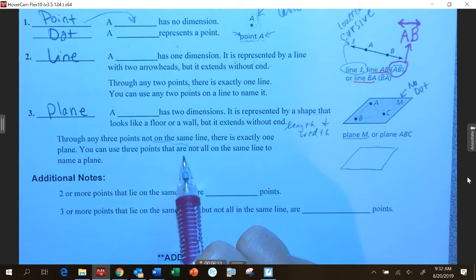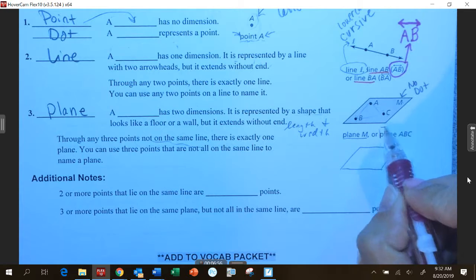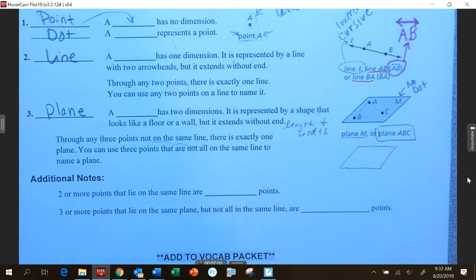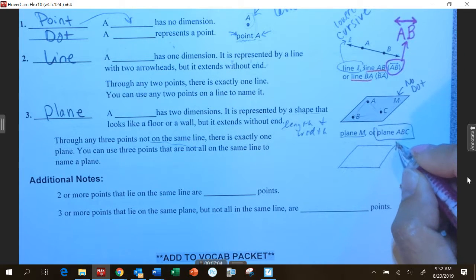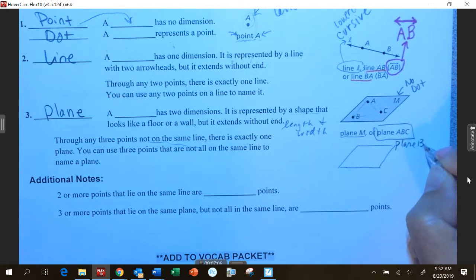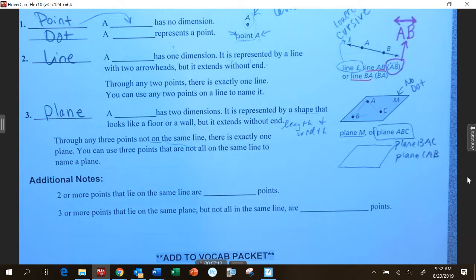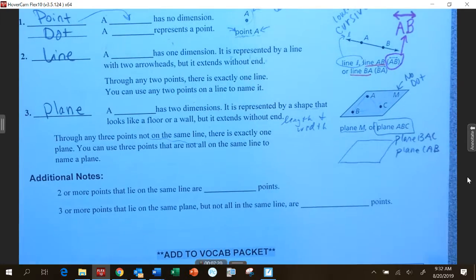You can use 3 points that are not all on the same line to name a plane. So you will see right over here is a different way of naming this same plane, plane ABC. You could also name it plane BAC or plane CAB. You can switch the letters around, but there's so many different possibilities, I'm not going to list all those. Alright, this is how you're naming stuff. We'll practice with that in a moment.